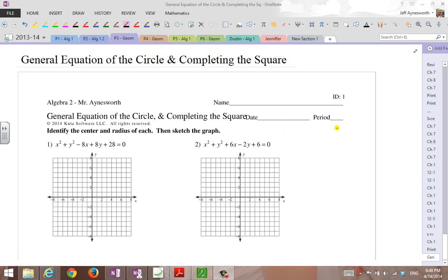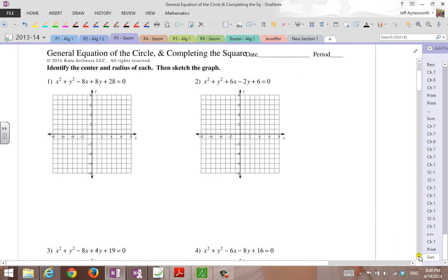Ainsworth. We are going to get into what's called the general equation of the circle here in geometry, and we're going to go through a few examples in detail, and then you'll have plenty of time afterwards to give it a shot on your own.